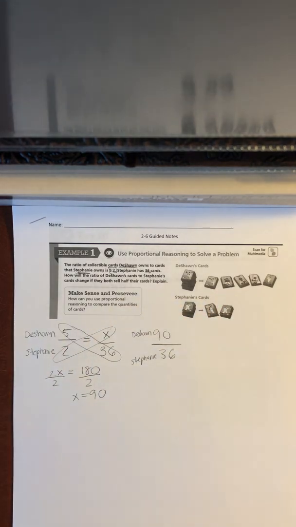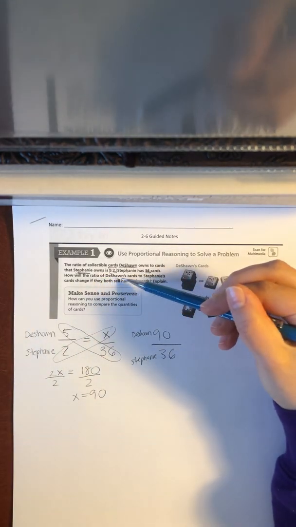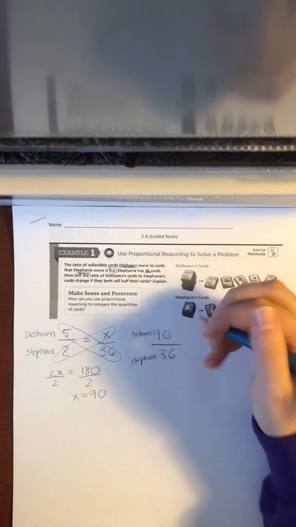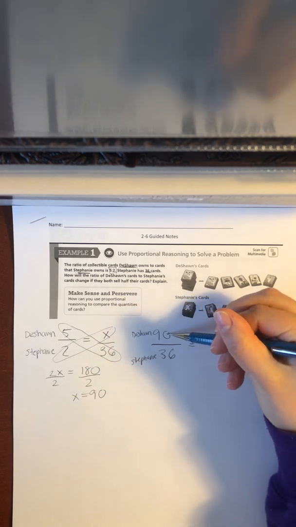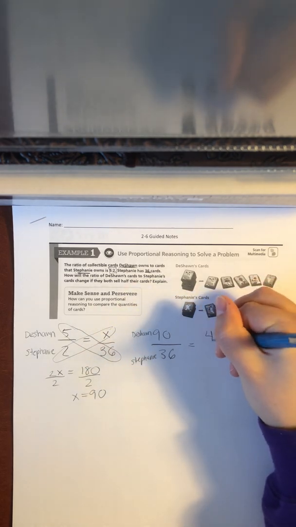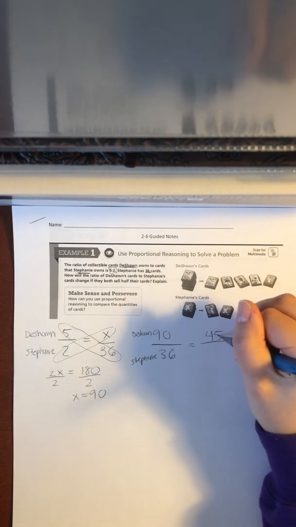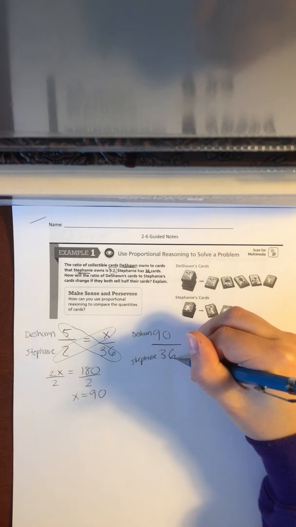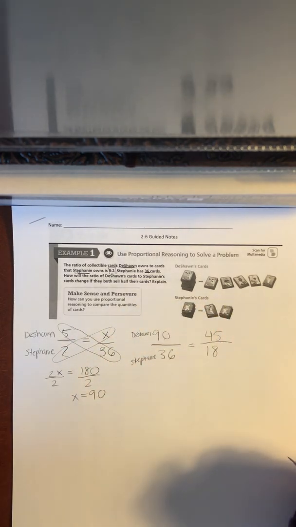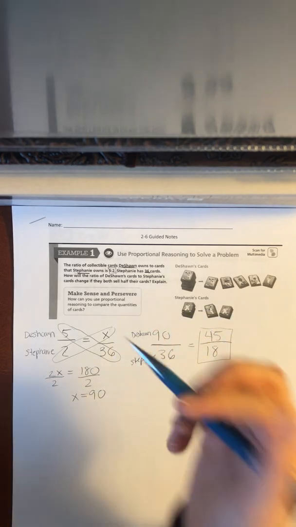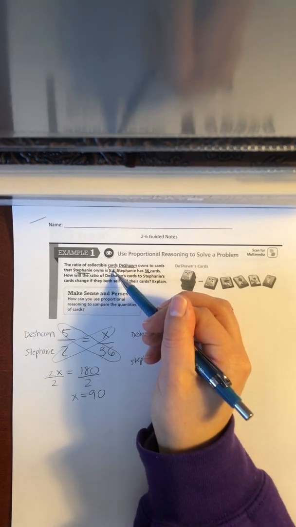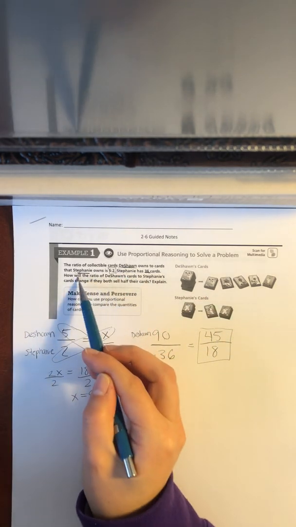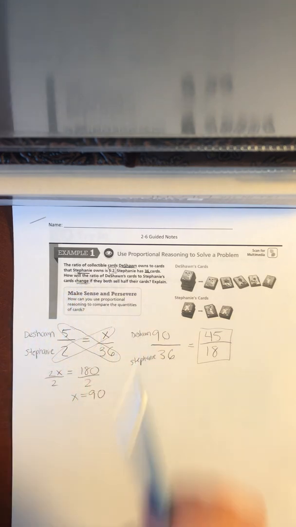So now I'm going to read again. How will the ratio of Deshawn's cards to Stephanie's cards change if they both sell half their cards? Well, if they both sell half of their cards, Deshawn has 90 and he's selling half of his cards. He now has 45 because half of 90 is 45. If Stephanie has 36 cards and she sells half her cards, she now has 18 cards. So now it's 45/18. Remember, our original ratio is 5/2. So we have to figure out if 5/2 is the same thing as 45/18, because it's saying how will the ratio change? Let's see if it changes.